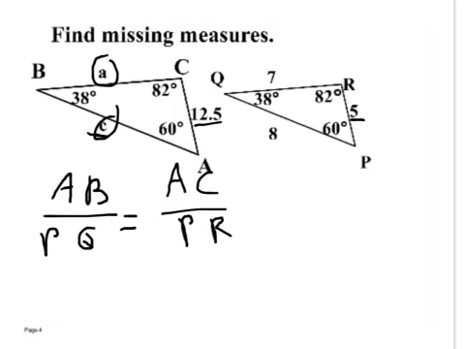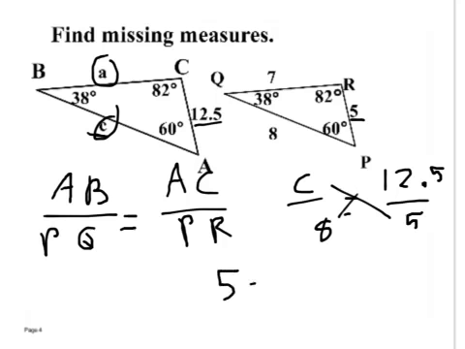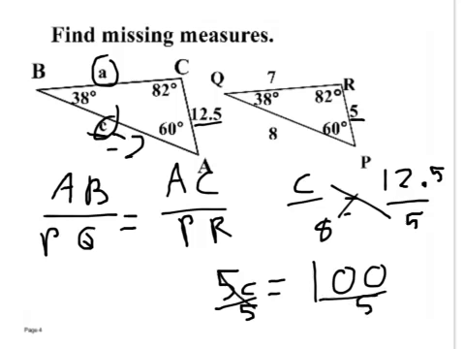Okay, now plug in the numbers. AB, I don't know. Let's see. PQ is 8. AC is 12.5. And then RP is 5. Cross multiply here? Yes, you do cross multiply. We have 5C equals 8 times 12.5, which is 100. Divide by 5. C is 20. Okay, C is 20.